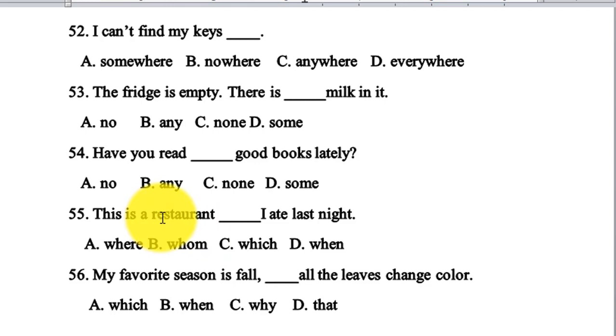Is a place where food is prepared. A place where food is prepared, a place where I ate my lunch last night, right? So where. This is a restaurant where I ate last night. Yeah, this is a restaurant where.